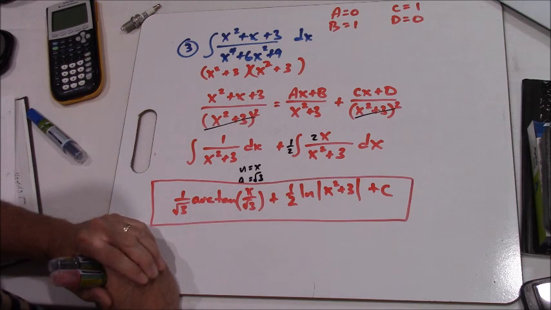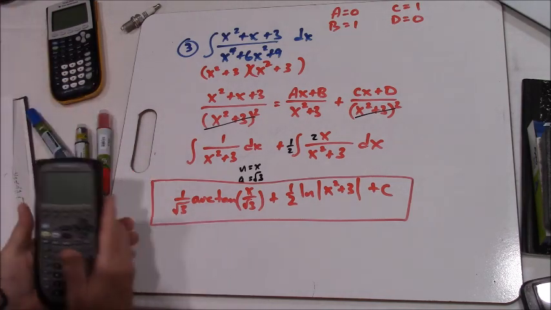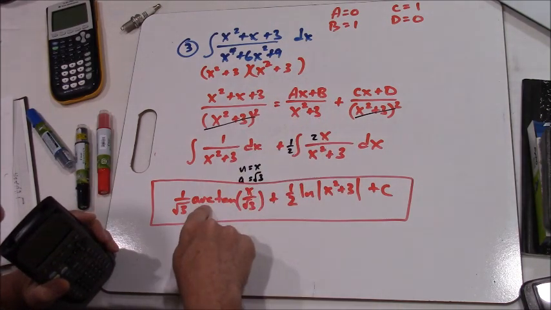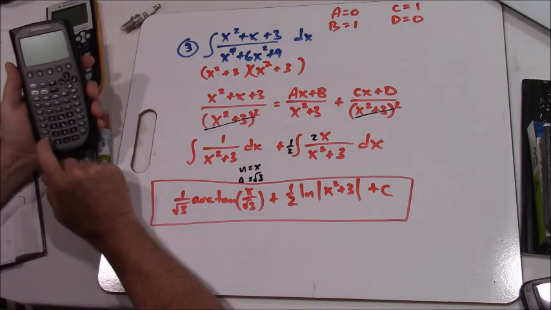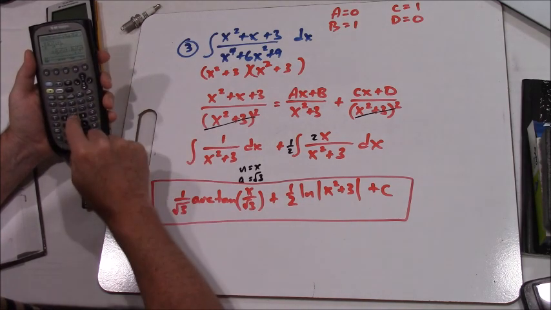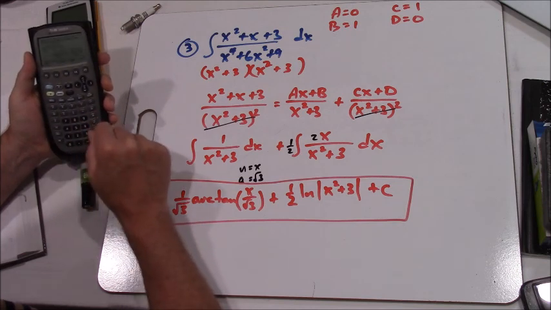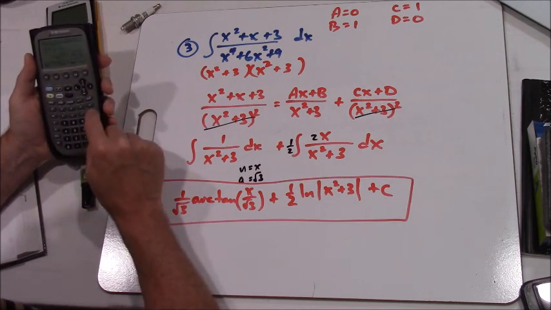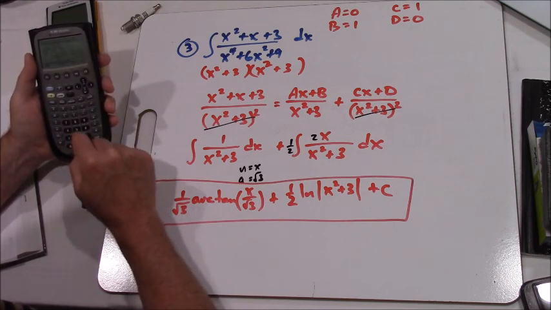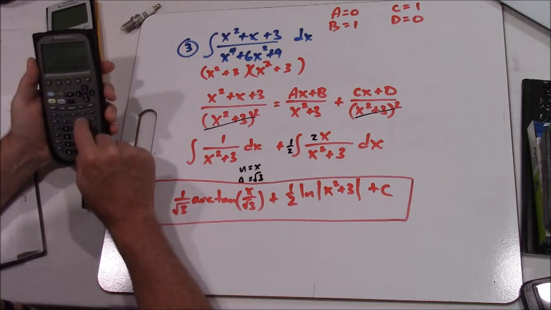All right, I gotta know. Does this work on the graphing calculator? Can our graphing calculator do partial fractions along with inverse trig functions and u prime over u? All right, so I've got the integral of, in parentheses, x squared plus x plus 3 divided by, in parentheses, x raised to the 4th plus 6x squared plus 9 with respect to x.